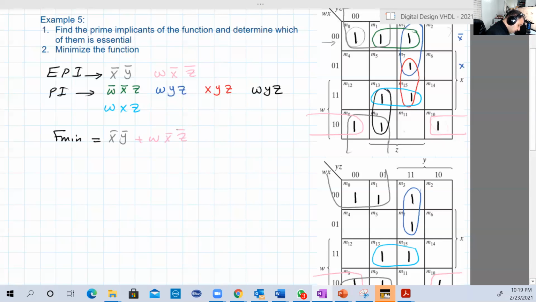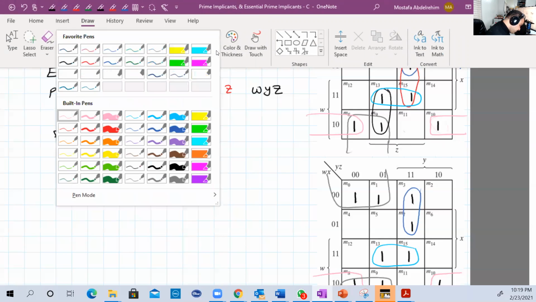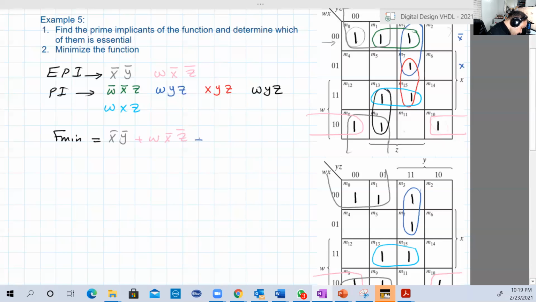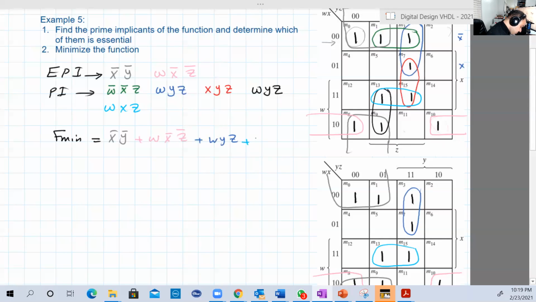So the minimum is X bar Y bar plus the pink, W X bar Z bar, plus then the blue and the cyan, W X Z. Okay, that's basically this question here.